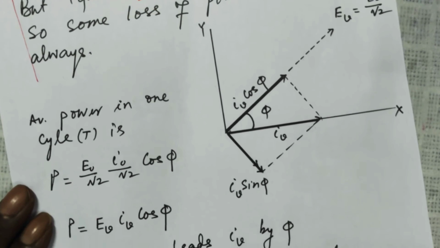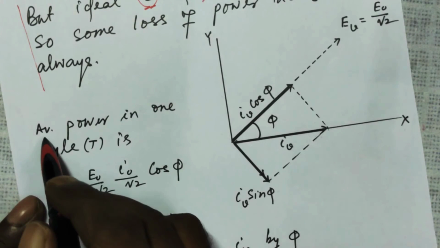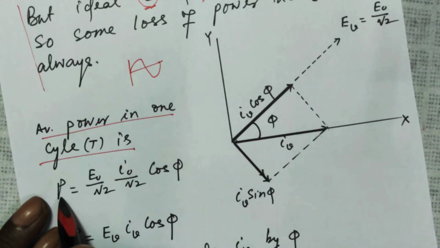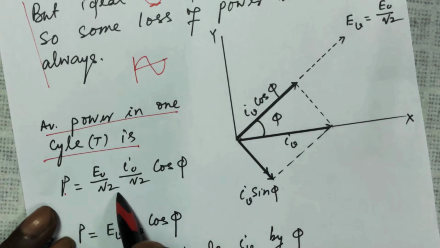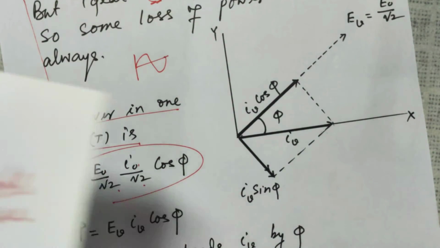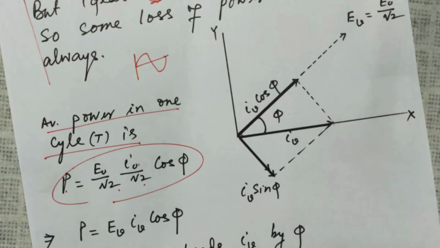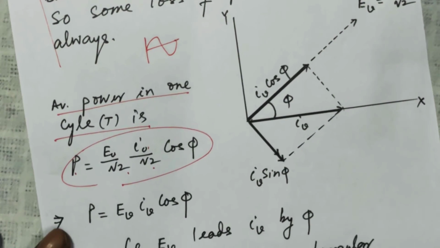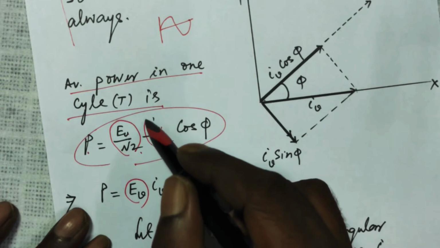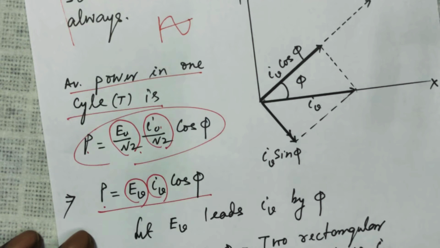Now, we have derived previously the average power in one complete cycle. In one complete cycle, P is equal to E naught over root 2 times I naught over root 2 times cos phi. That is what we did in the beginning also. This was called your RMS voltage or virtual voltage, and this was called your RMS current or the virtual current. So P is equal to this.